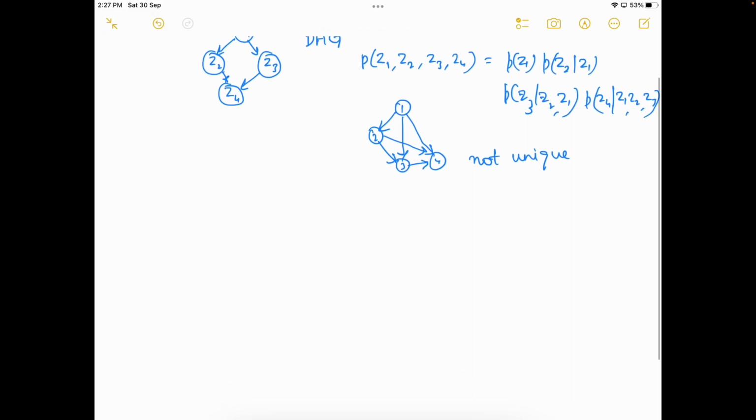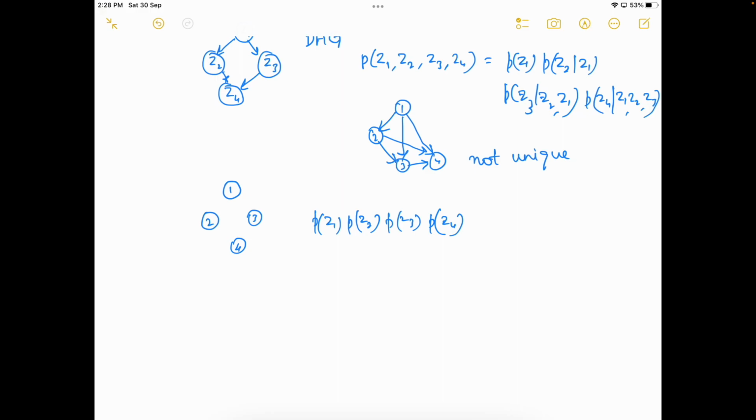Okay, now just a trick question. Write the PDF for this. There are no connections here. All of the marginal PDFs will be in a product. What does that mean? P of Z1, P of Z2, P of Z3, P of Z4. They're all independent. Easy? Right? Take care. Good.